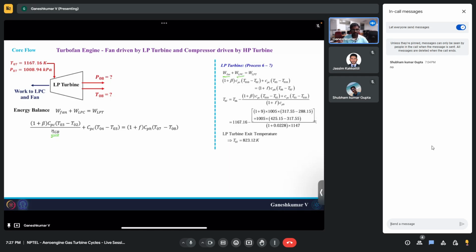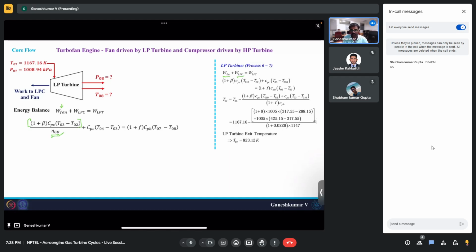So this is an efficiency. The work fan that I wrote here is the work that has to be generated to drive the fan. It's not the real work required for the fan. Okay, the real work required for the fan would be simply the numerator. But since we have an additional gearbox which loses some work, we have to generate more work to drive the fan. That's why you have additionally eta gearbox in the denominator.